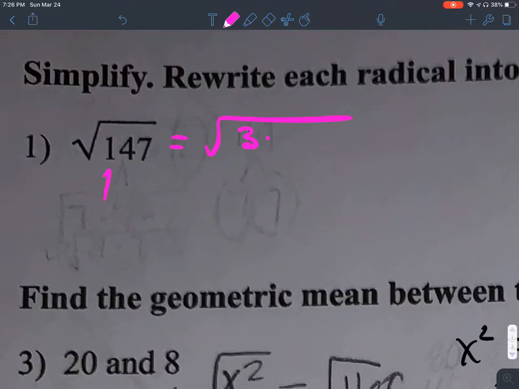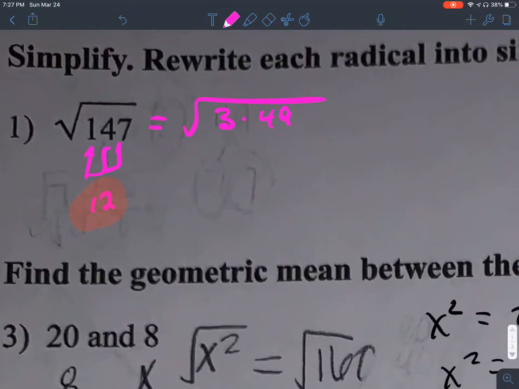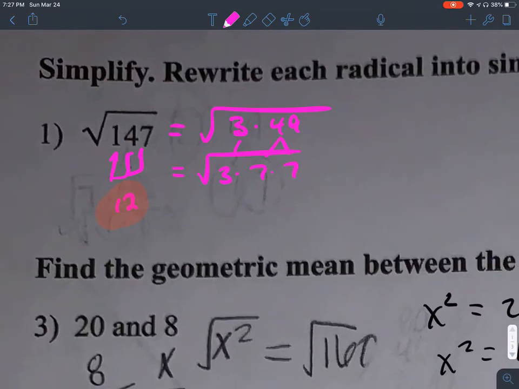How do I know that? If I add up these digits, 1 plus 4 is 5, 5 plus 7 is 12. If I can divide that sum by 3, it means I can divide the original number by 3. This goes 49 times, as we know from the first time that we did it. 3 is prime. 49 is not. It's a composite number. You can break that down to 7 and 7.